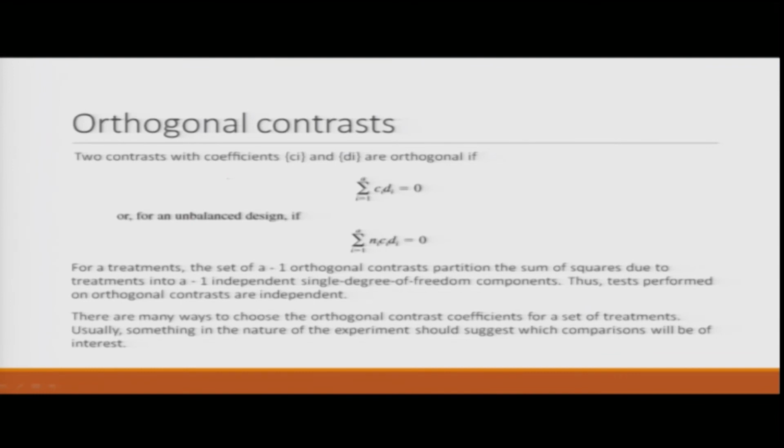For a treatments, the set of a minus 1 orthogonal contrasts partitions the sum of squares due to the treatments into a minus 1 independent single degree of freedom components. Thus, tests performed on orthogonal contrasts are independent and you can pass much better judgment. There are many ways to choose the orthogonal contrast coefficients for a set of treatments. Sometimes the nature of the experiment should suggest which comparison would be of more value, whether it is the orthogonal one or the contrast accordingly.